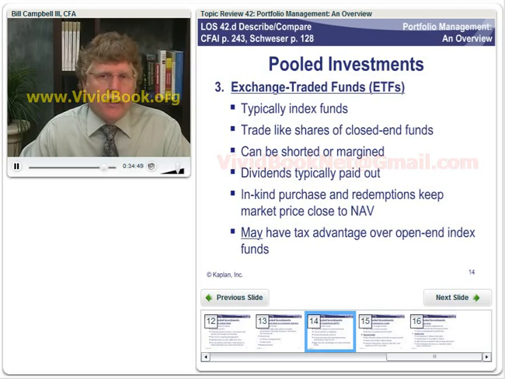And this last point here, there may be some tax advantages over open-end index funds, in particular because the exchange-traded fund doesn't have to redeem shares, whereas an open-end index fund does. If the index fund has to redeem shares, they may have to sell assets, incur capital gains that they would then have to pass on to the investors. An exchange-traded fund doesn't do that, and therefore may not have a taxable event. So it may have some tax advantages over investing in open-end funds.